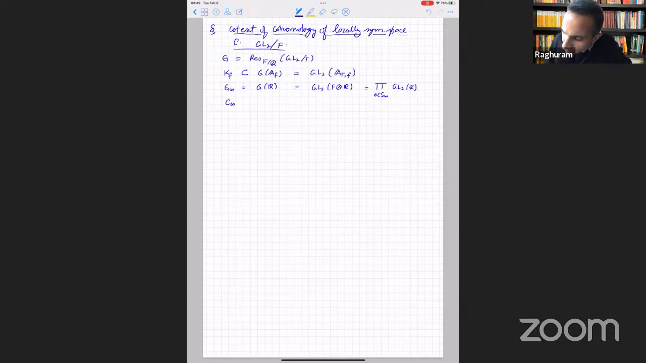C_infinity is going to be a maximal compact subgroup in G_infinity. So that is just the product over all the Archimedean places. The maximal compact subgroup of GL2(R) is O2.